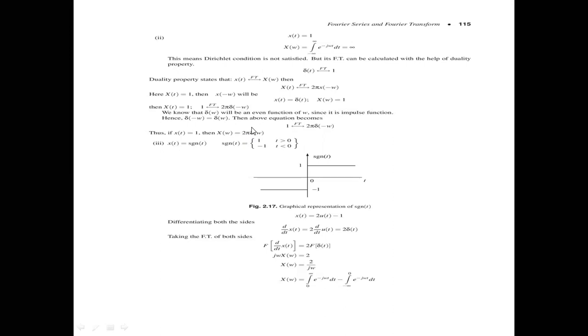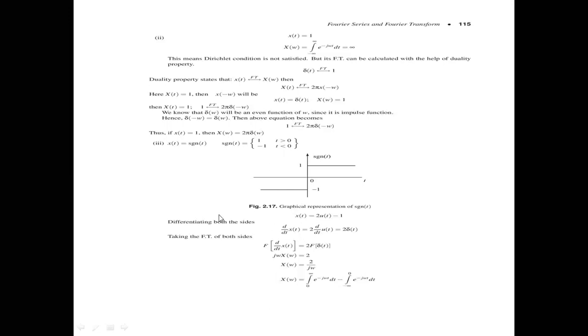So X(ω) is equal to 2π delta(ω), where x(t) is equal to 1. So 1 has the Fourier transformation 2π delta(ω) or delta(-ω), because it is an even function, you can write it as minus or plus. And similarly, this also we already saw: the signum function, signum of t, is 1 for positive values and minus 1 for negative values. For t greater than 0 the magnitude is 1, and for t less than 0 the magnitude is minus 1.